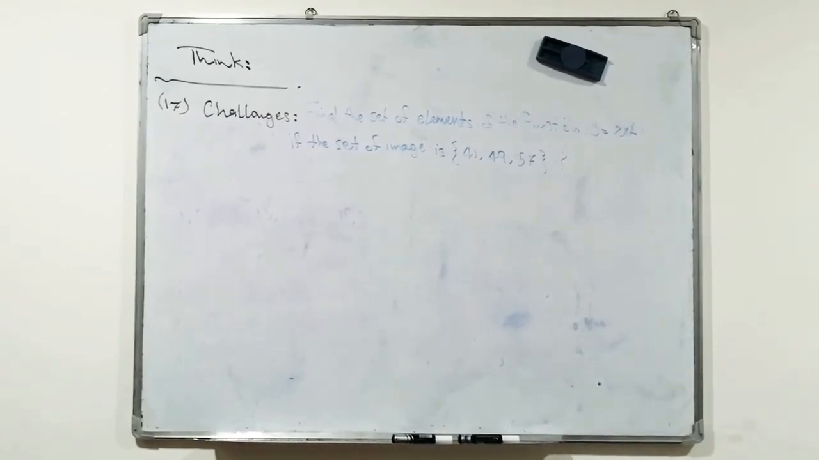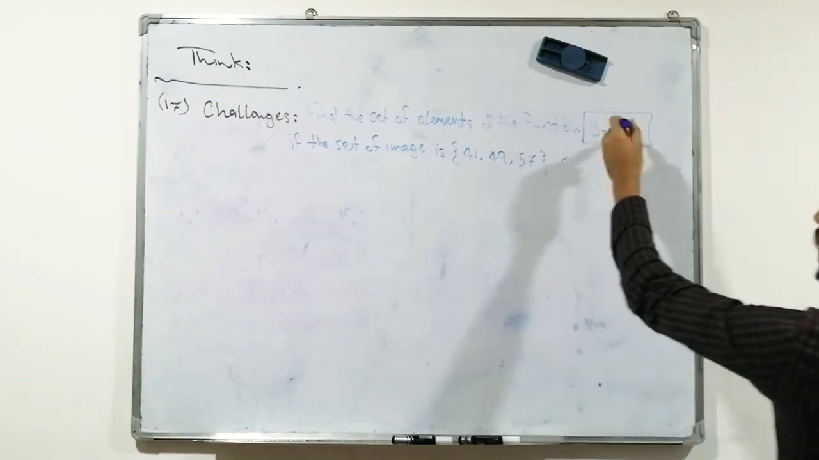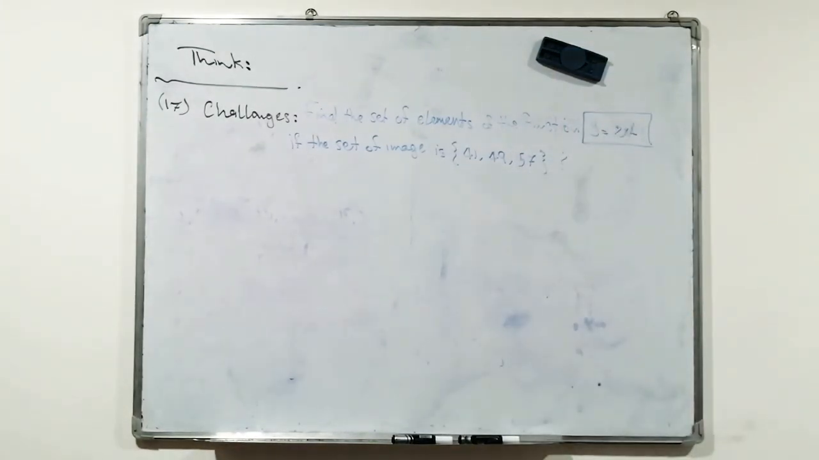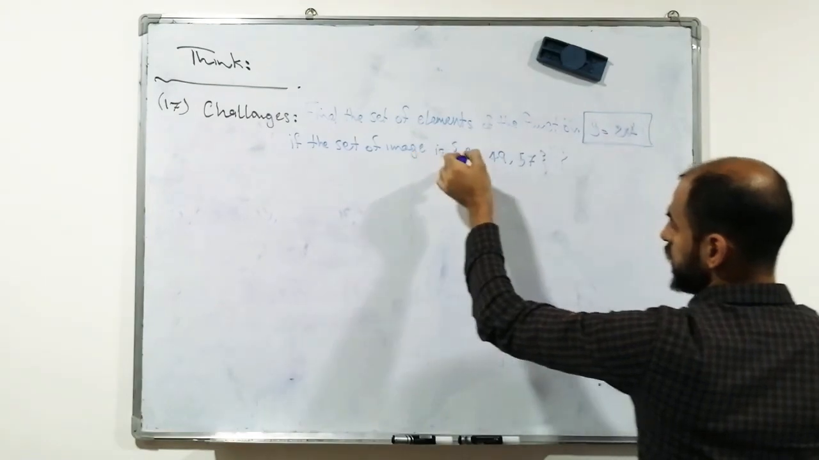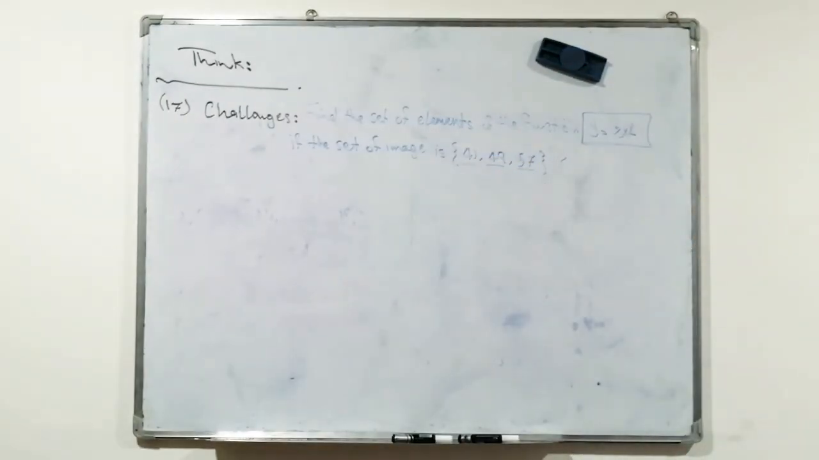Now we'll take the part Think. Question number 17, challenge: find the set of elements of the function. Here we have the function rule. He gave us y equals 2x minus 1, if the set of the image is 41, 49, 57.